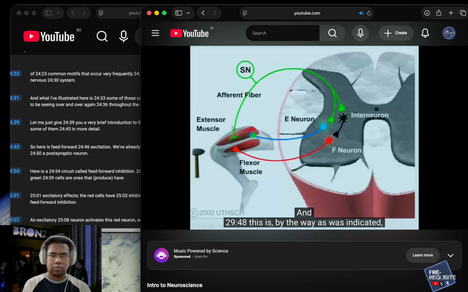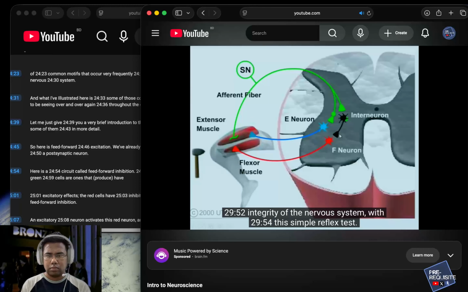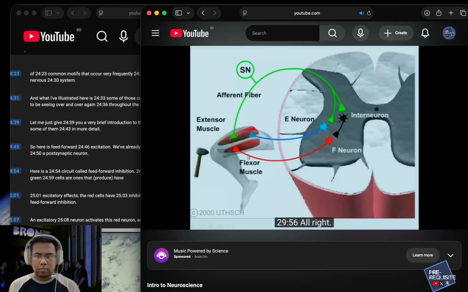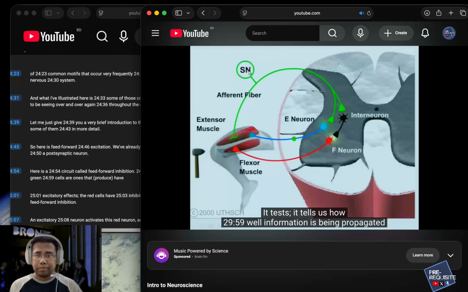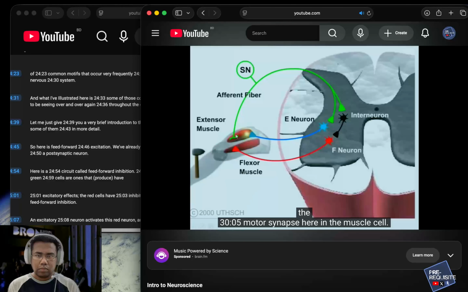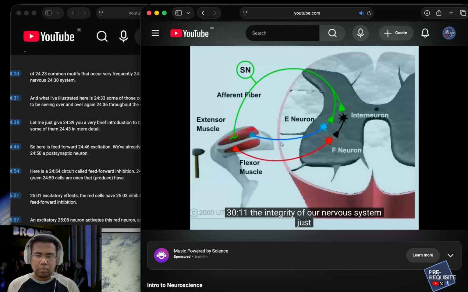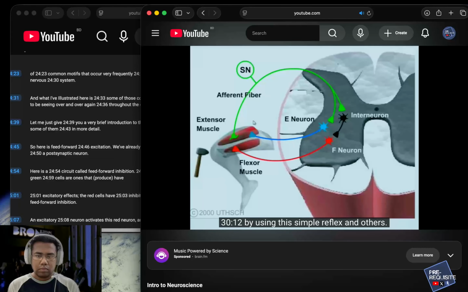This is, by the way, as was indicated, a simple way of assessing the integrity of the nervous system with this simple reflex test. All right? So it tells us how well information is being propagated here. It tells us something about synaptic transmission. It tells us about the motor synapse here in the muscle cell. So one can glean a lot of information about the integrity of our nervous system just by using this simple reflex and others.